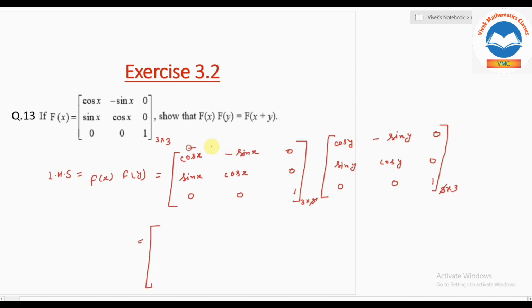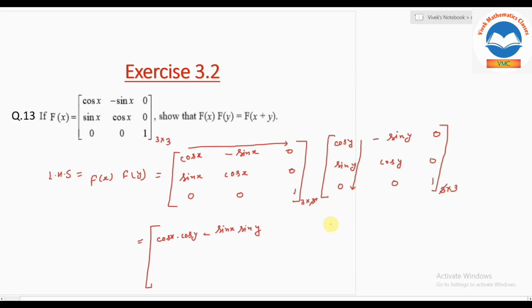First thing, we will multiply the first row with the first column. So we will get A11. We will write it here. So you will get cos x into cos y, then minus sin x into sin y. And plus 0 into 0 will be 0, and no need to write it here.